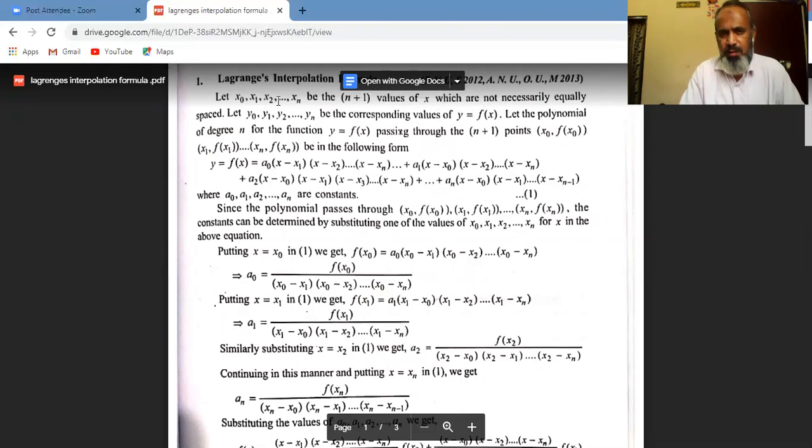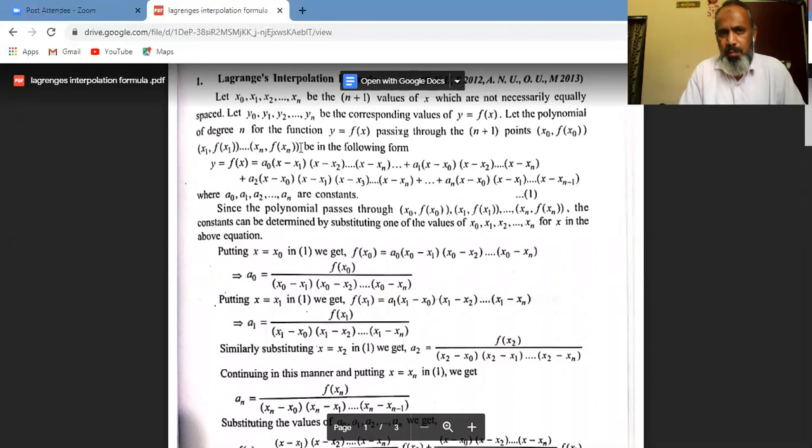Means the distance between x1, x2 and x2, x3 may not be equal. They may be equally spaced or they may not be equally spaced. So this is not necessarily equally spaced. And let y0, y1, y2, y3, up to yn be the corresponding values of y is equal to f of x. Means the value of the function at x0 is y0, the value of the function at x1 is y1, the value of the function at x2 is y2, and so on.